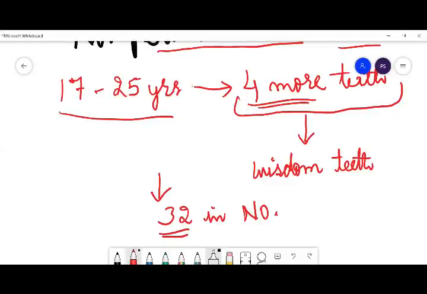Students, today we learned about human teeth, teething in babies, temporary and permanent teeth. We also studied parts of a tooth. The rest of the topics will be covered in the next lecture.